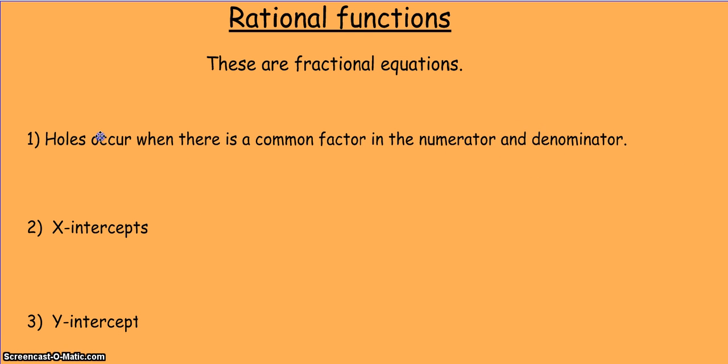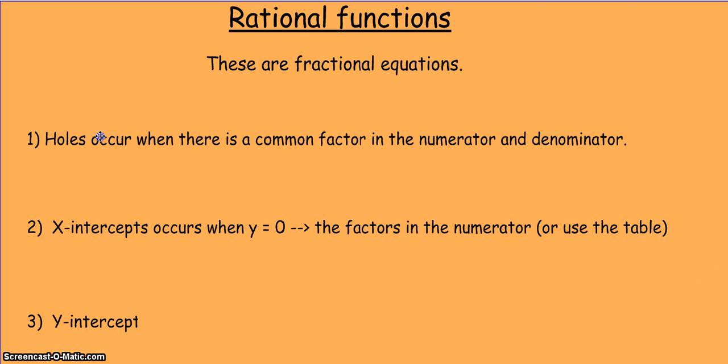So a hole occurs when there is a common factor in the numerator and the denominator of a fraction. So this typically occurs when you're factoring and you cross off a common factor on the top and the bottom of the fraction. We also have x-intercepts.